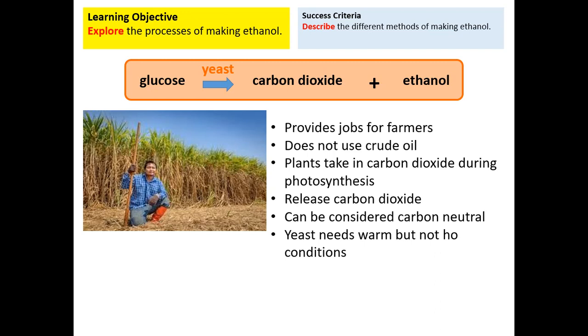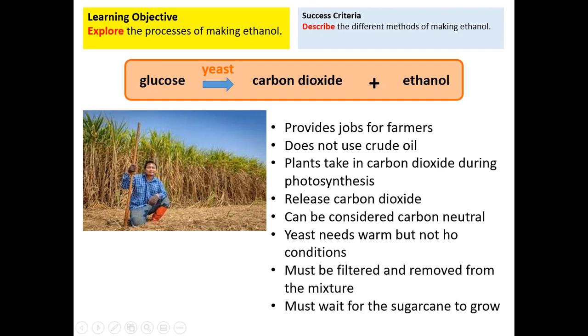If you heat it up too much, the yeast will denature and the reaction will stop anyway. So it must be filtered at the end and then distilled to get the ethanol out of the mixture, which is a lengthy process and uses lots of energy. And another negative is that you've got to wait for the sugarcane to grow. So the whole process is rather lengthy.